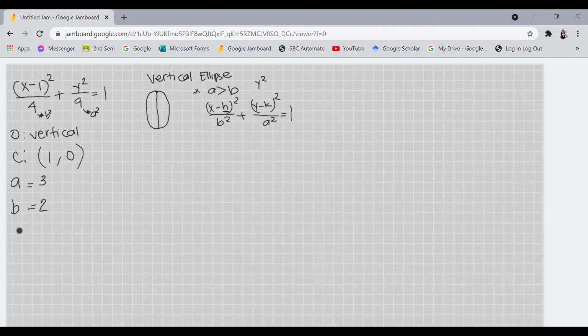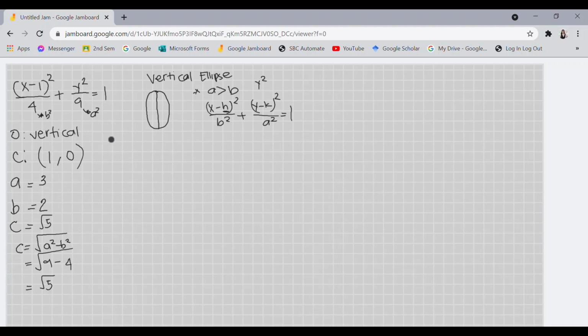And then, to get the value of c, we just have to follow the formula. c is equal to the square root of a squared minus b squared, which is, we have here 9 as our a squared minus 4, which is our b squared. Okay? That gives us the square root of 5. So, we write here c is equal to square root of 5. Upon getting the values of a, b, and c, we can now get the coordinates.